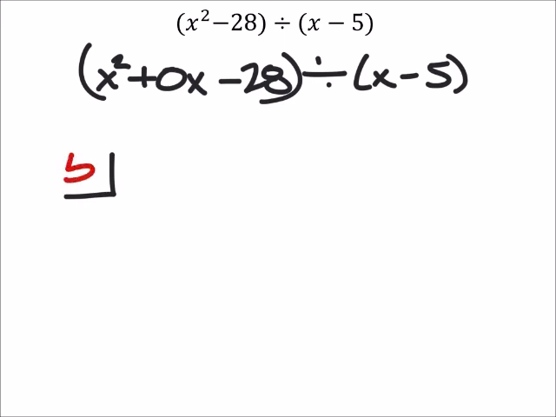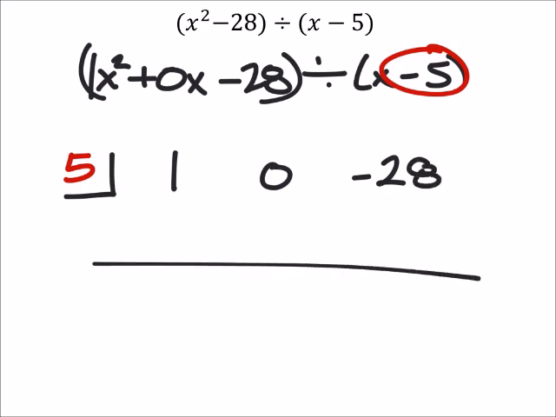Yeah, that'll be a positive 5 now, because we're going to take the opposite of that minus 5. And then we have the coefficients 1, 0, and then the constant negative 28. And we got our line here, same idea, we'll drop the 1. 1 times 5 is 5. So 0 plus 5, that would give us 5.